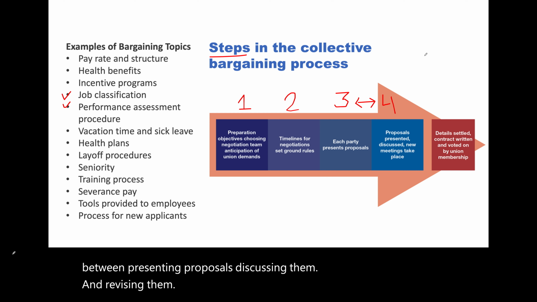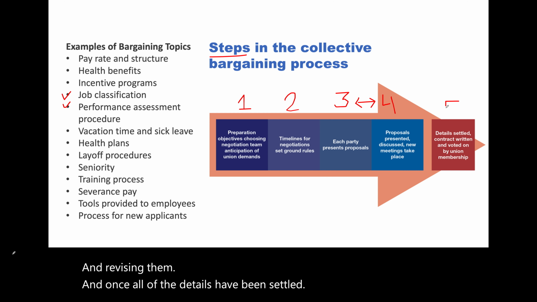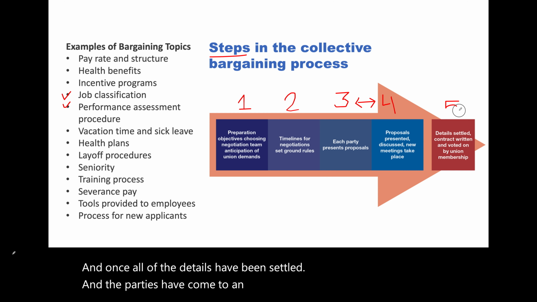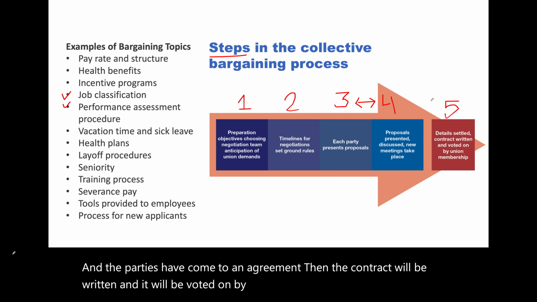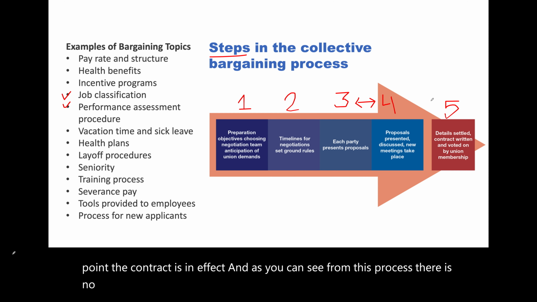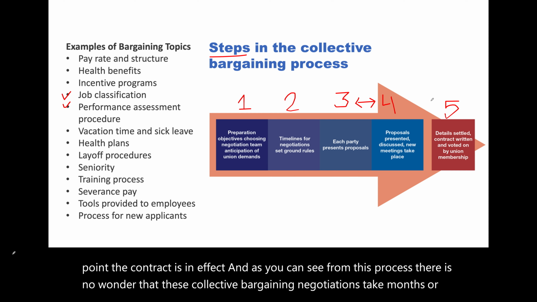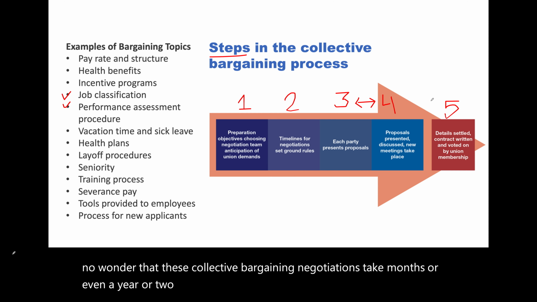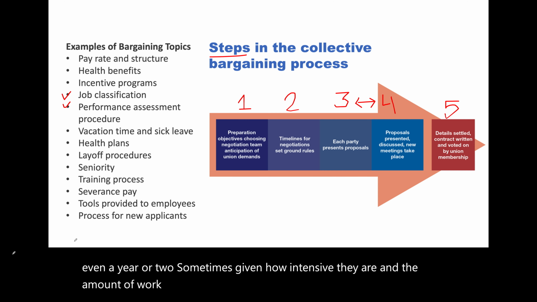And once all of the details have been settled and the parties have come to an agreement, then the contract will be written and it will be voted on by union membership. And hopefully at that point, the contract is in effect. And as you can see from this process, there is no wonder that these collective bargaining negotiations take months or even a year or two sometimes, given how intensive they are and the amount of work that goes into this kind of a negotiation.